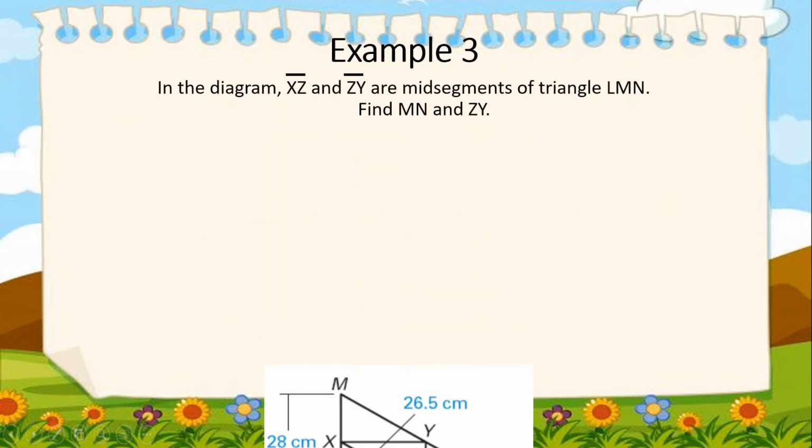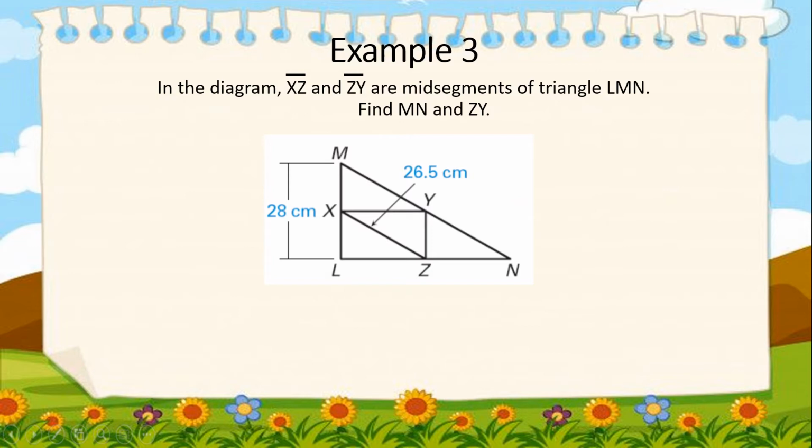Example number 3. In the diagram, XZ and ZY are midsegments of triangle LMN. Now find MN and ZY. So we have here triangle LMN. XZ and ZY are midsegments. So what is the length of MN? MN is equal to 53 centimeters since XZ is equal to 26.5 centimeters. So we simply multiply 26.5 by 2.